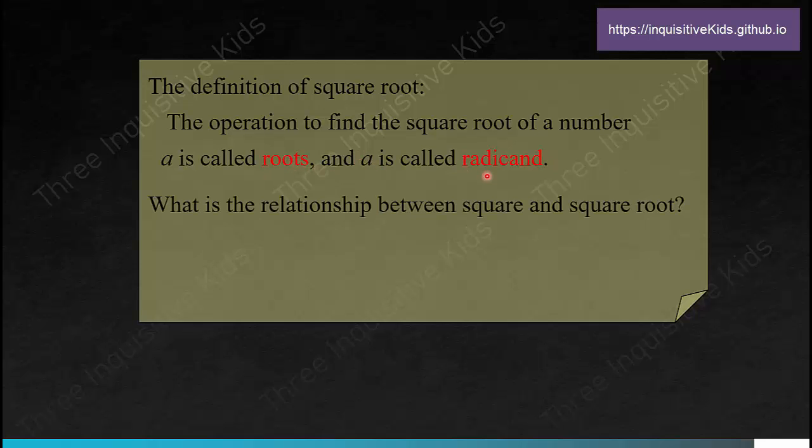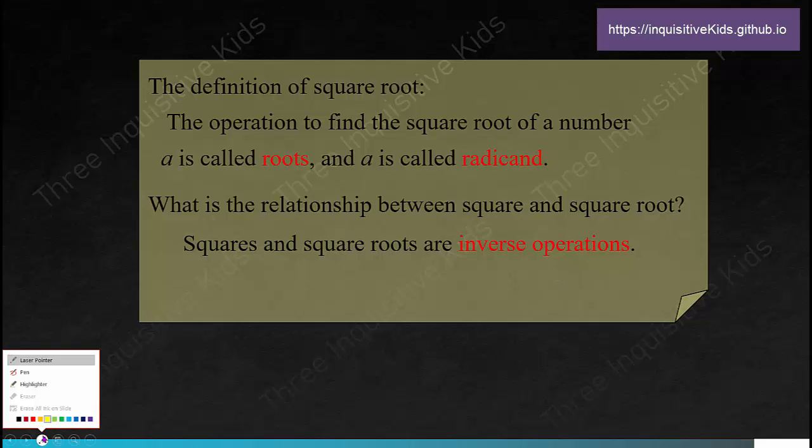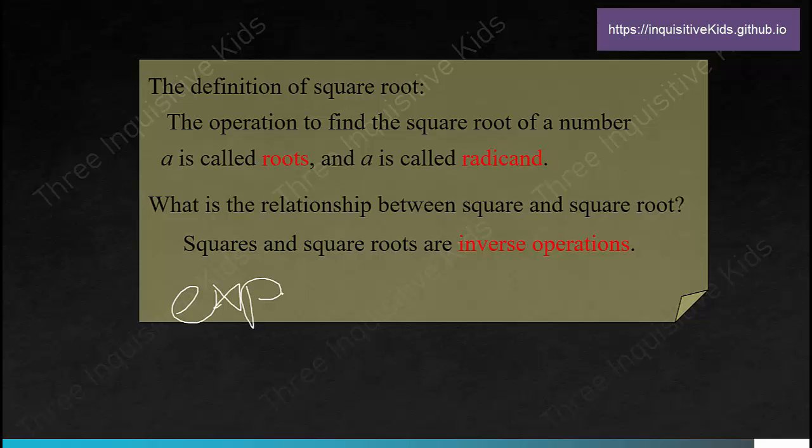What is the relationship between the square and square root? Squares and square roots are inverse operations. That's where it comes in. Exponents are inverse with radicals.